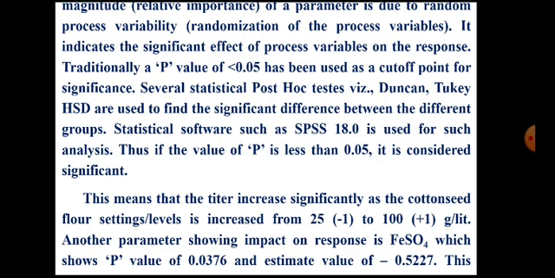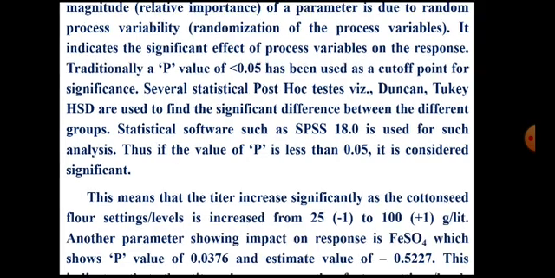Therefore, what is p? P is going to tell you whether there is a significant difference between 2 tests or not. So if the value of p is less than 0.05, then it is considered significant. These results are just opposite to the results of parameter estimate. If the parameter estimate value is higher, the impact is higher. If the value of p is less, the impact is more. So there is an inverse relationship that you need to remember.